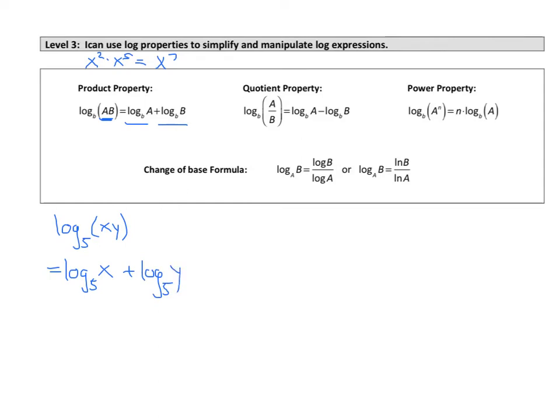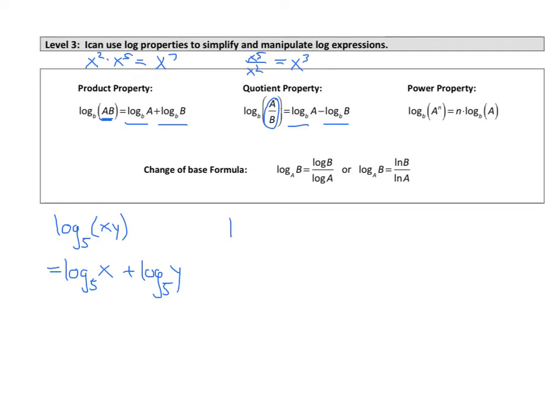The next property, the quotient property, kind of comes from the exponent rule where we divide. So if I did x to the fifth divided by x squared, I subtract the exponents and get x to the third. So I'm dividing, but I use subtraction with my exponents. Same idea with this quotient property. The inside part is being divided. I can split it apart into 2 logs that are subtracted.